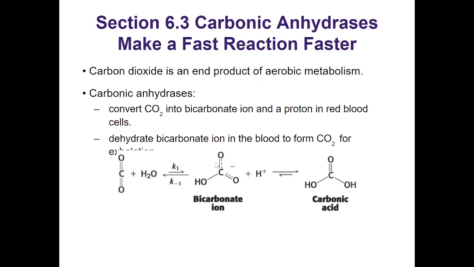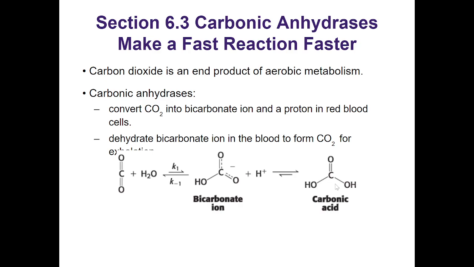Carbonic anhydrases make a fast reaction, which we would normally consider a pretty fast reaction, even faster. And really, really fast. So carbon dioxide being our end product of our aerobic metabolism, did anybody here think that carbon dioxide was transported backwards by your hemoglobin? You'd all been thoroughly disabused about that, right? Okay. So how is carbon dioxide transported in your blood? As carbonic acid, right?